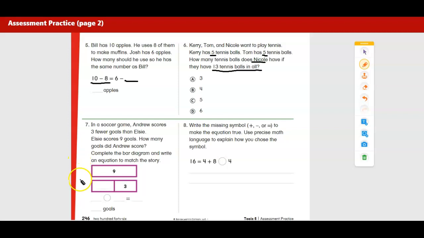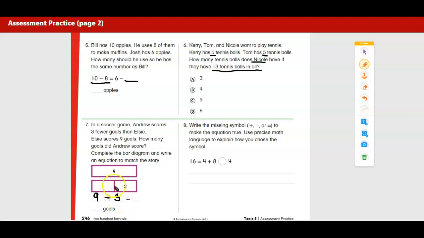So on number 7, I will help you write on this one. We know that Elsie scores 9 goals total. So in our equation, I'm going to write 9 at the beginning. It says that Andrew scores 3 fewer goals than Elsie. So I'm going to go ahead and subtract 3 because I know he scored 3 less, or fewer, than Elsie. And so we are wanting to find what is 9 minus 3.